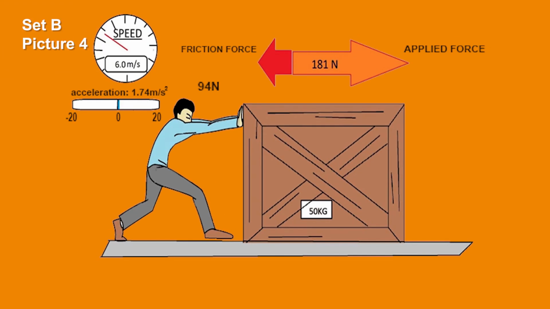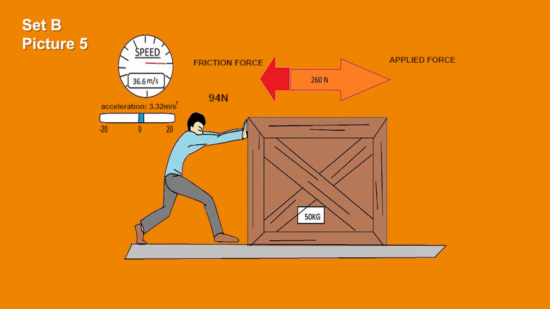Set B pictures or illustrations start with picture number 4. Set B illustrations have different scenarios compared to set A. Try to spot the difference. Record the mass, acceleration, speed, and the force applied in pushing the box. Picture 5. What is the difference of this picture to that of number 4? What is increased in this picture? Is the mass the same?